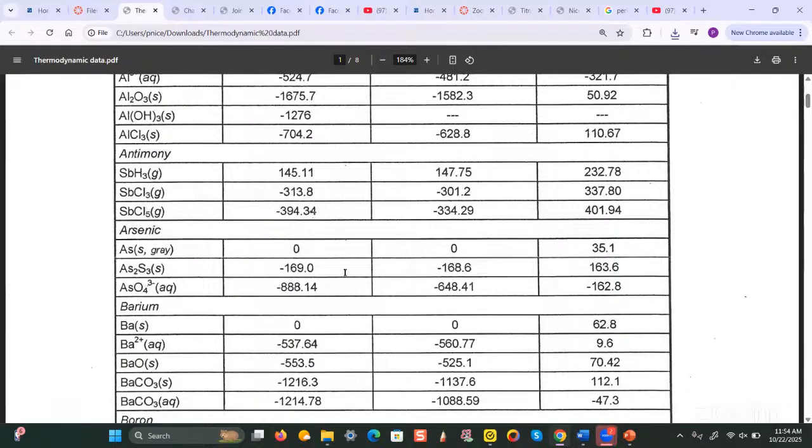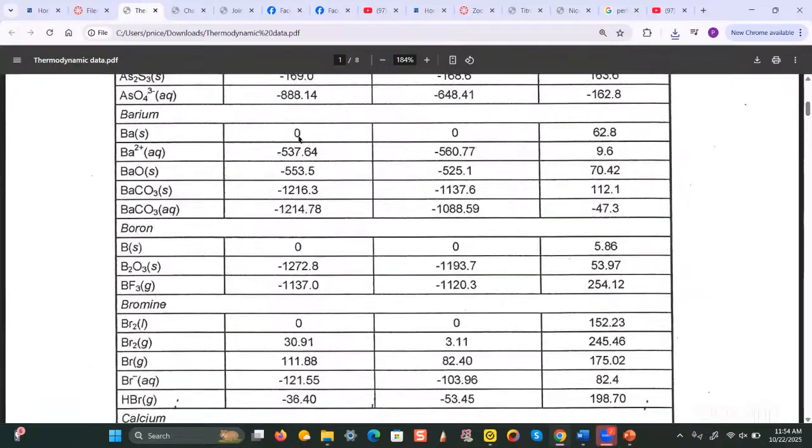Let me continue. Scrolling down, you see that for barium, boron, bromine. Notice that bromine under standard conditions is a diatomic molecule in a liquid state. Its value is 0 because that's a value under standard conditions. But for bromine gas, its value is 30.91. That's the reason why I stress that you pay attention to the states, because the enthalpy of formation of an element in one state will be different for another state.